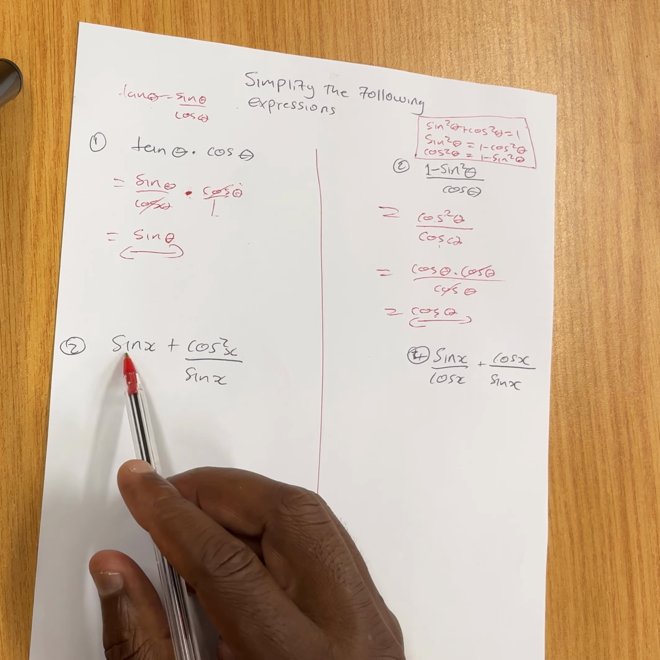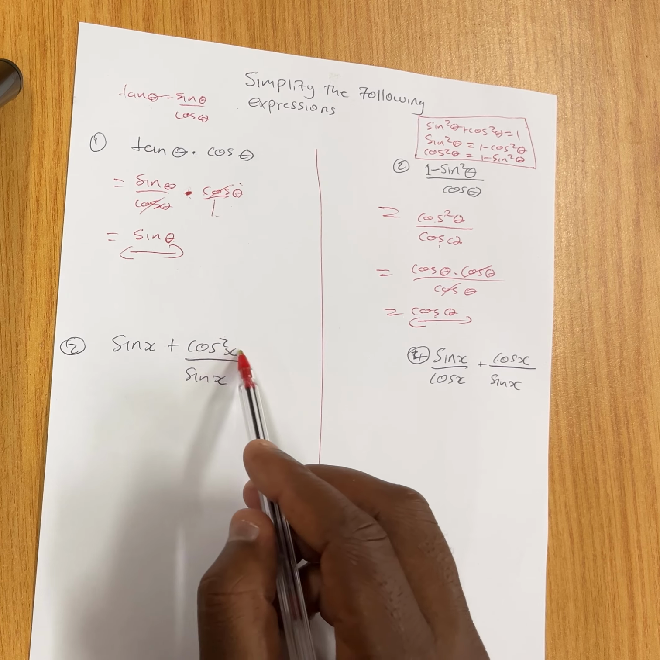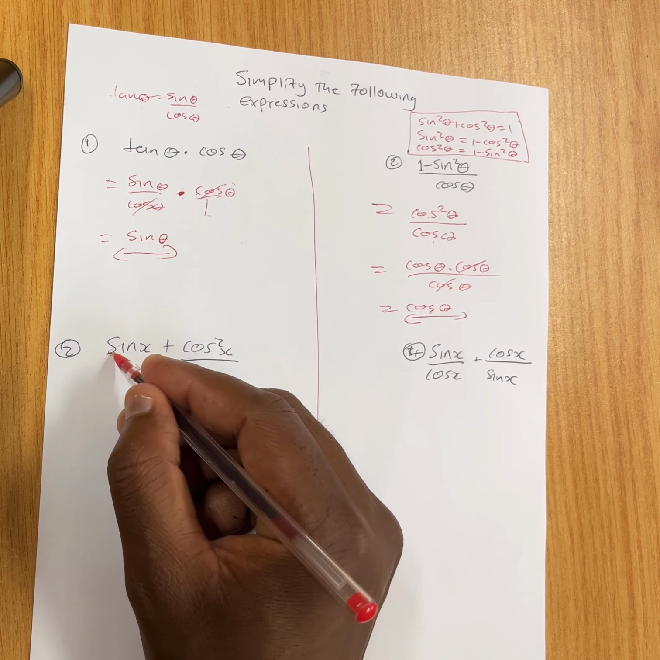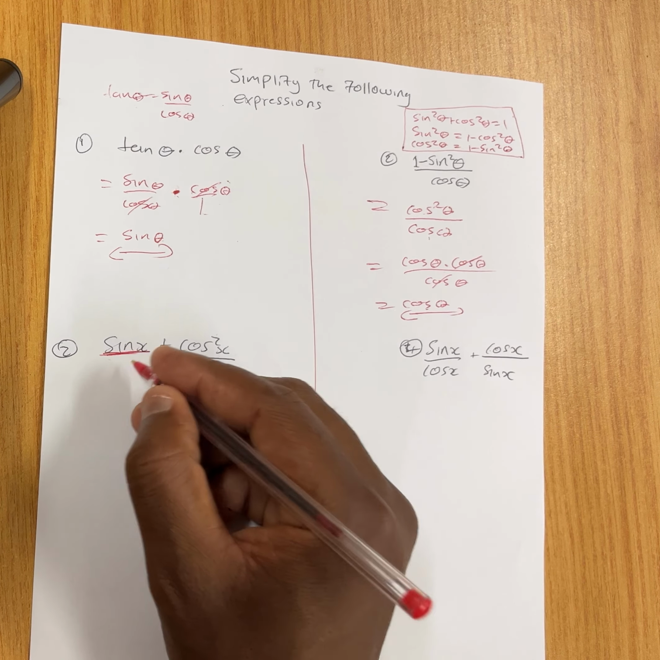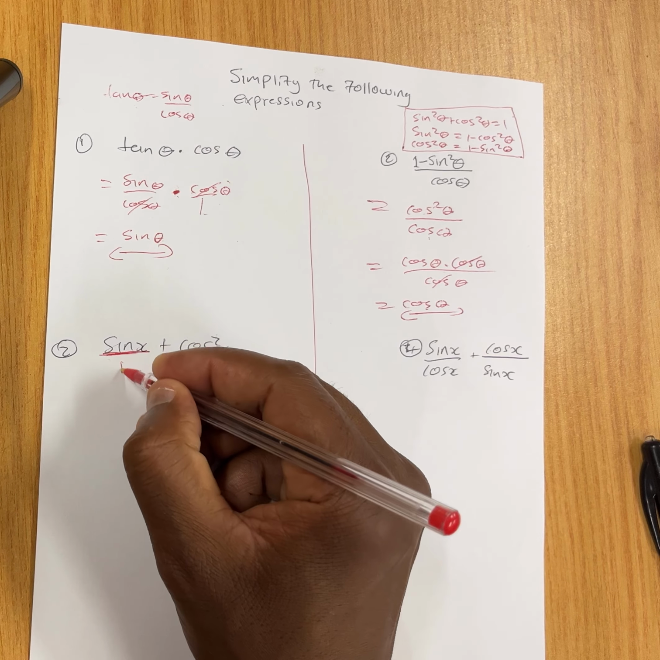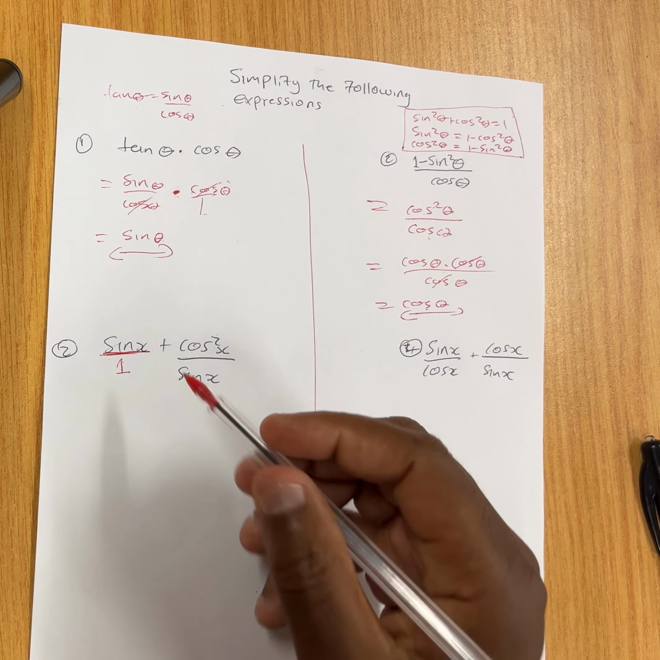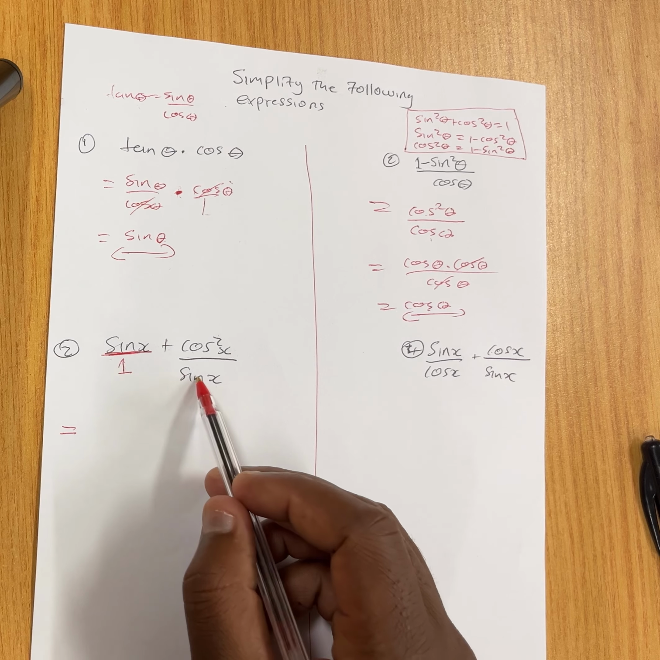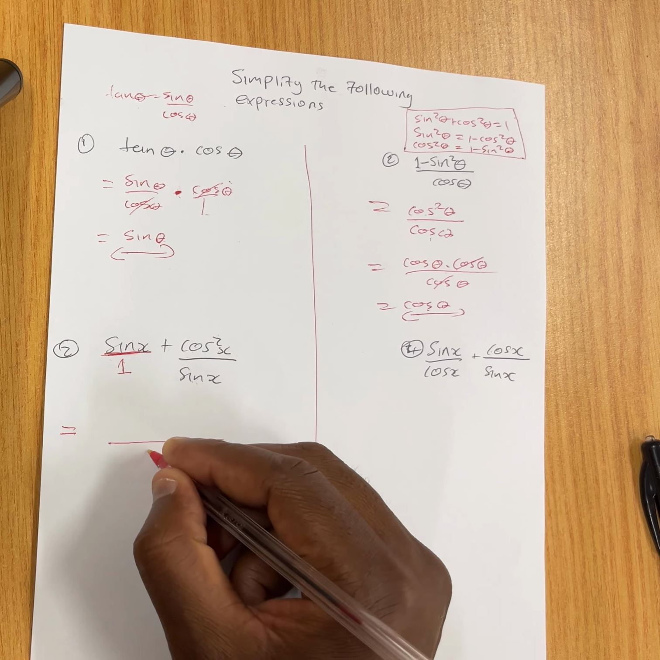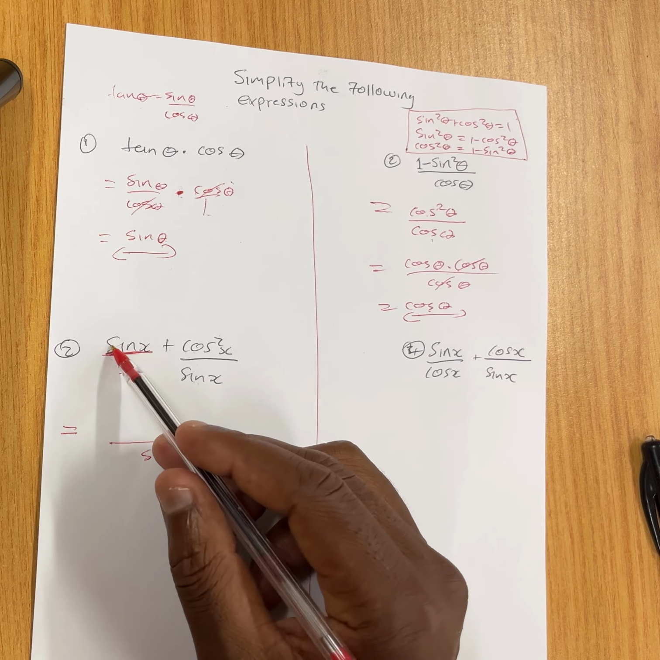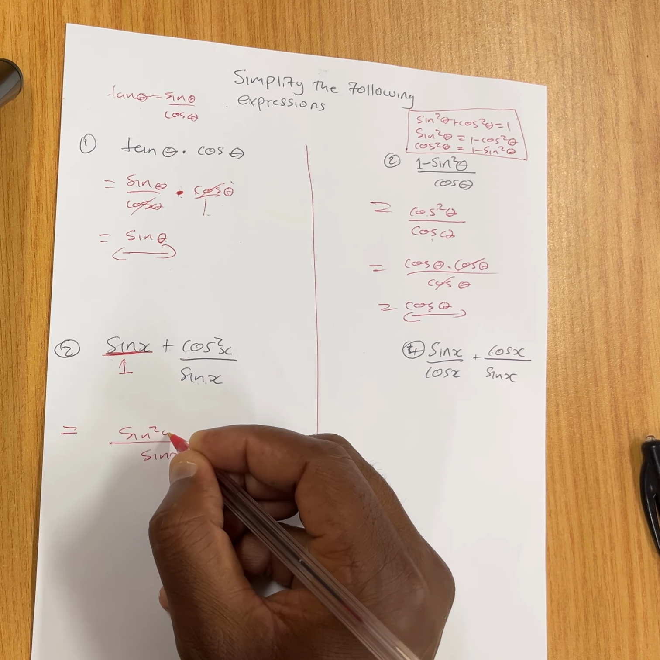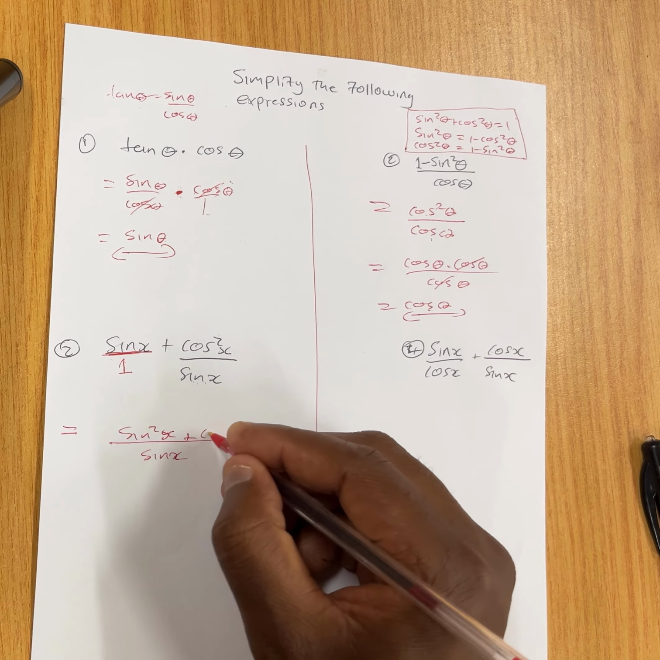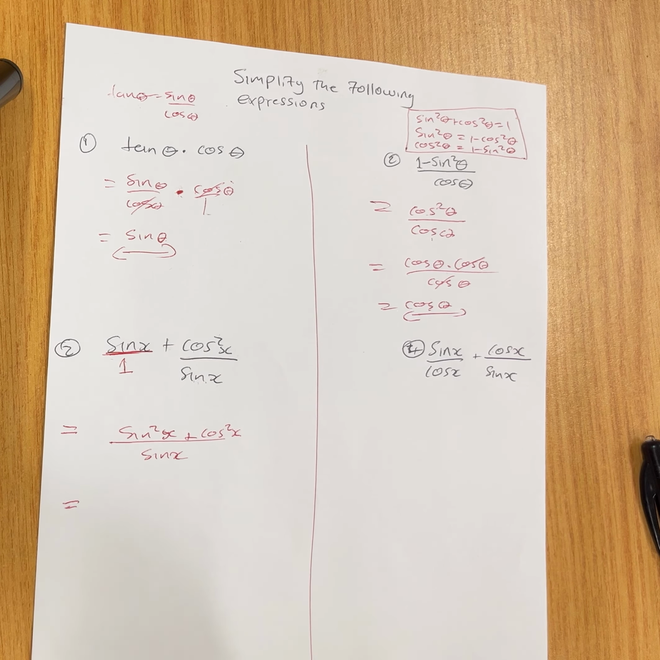The third one, in this case, we are given sin x plus cos squared x divided by sin x. Since we only have sin x here, it will be divided by 1. So we are to add the two fractions in this case, right? Step number 1, you are going to multiply the denominators. 1 times sine x is sine x. And then sine x times sine x is sine squared x, plus 1 times cos squared x is cos squared x. And then you go back to the identities.